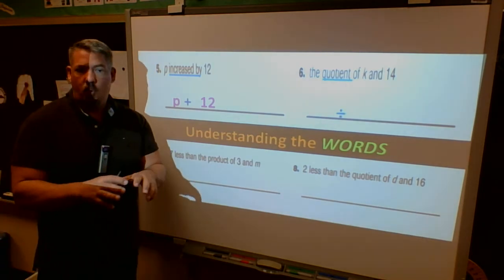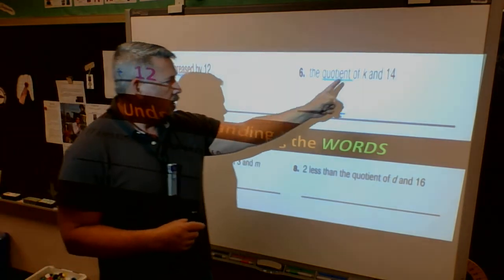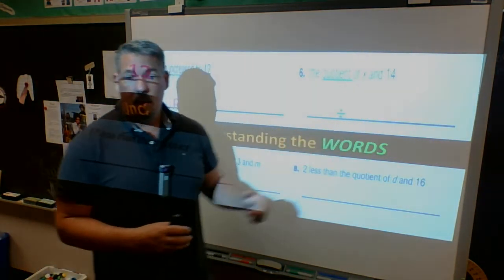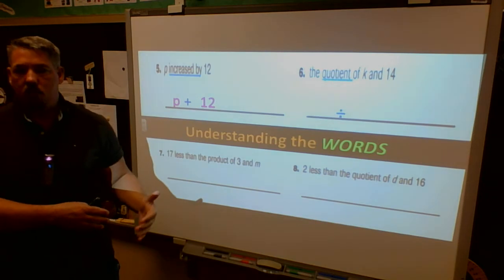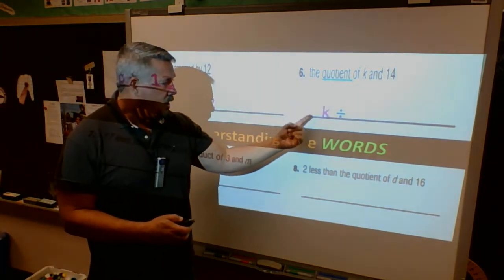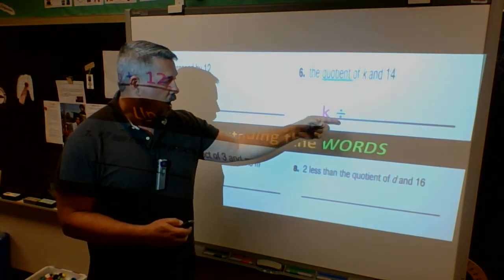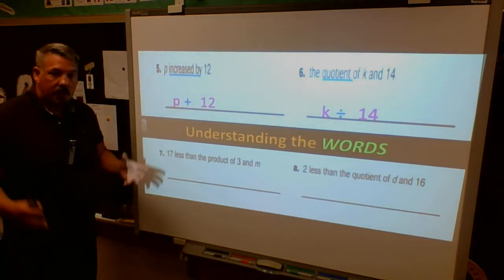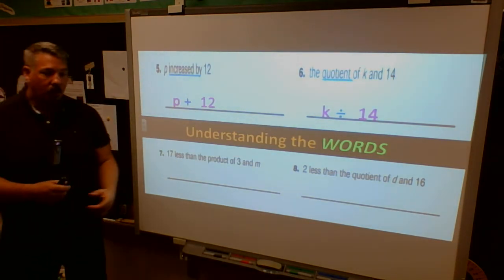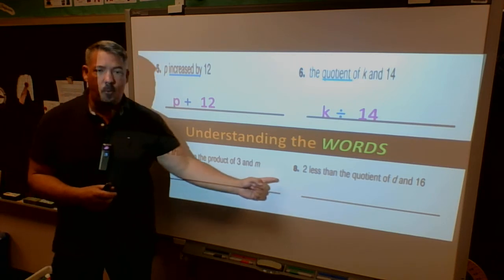So this is where it's important to understand that when they give you an order like this, K and 14, they have to be in that order with a symbol in between them. So I'm going to have K first, followed by, divided by, the 14. That's my point. Now, I'm still only going to get 1 point for 7 and 1 point for 8.